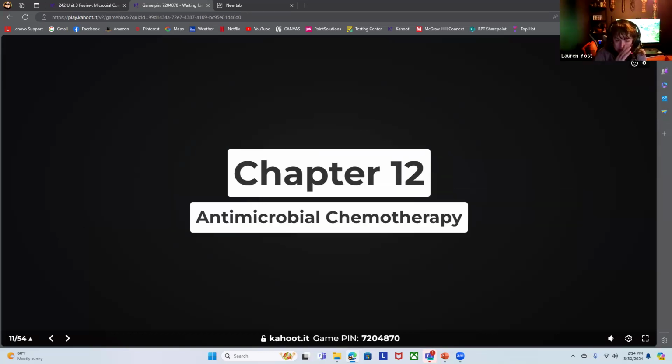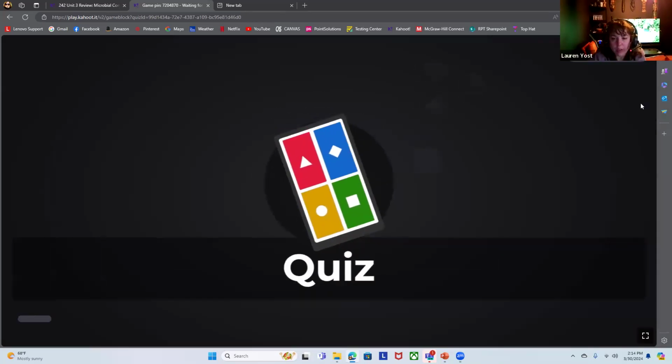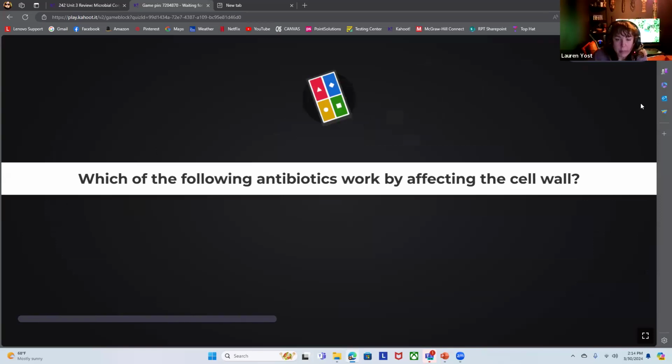All right, on to chapter 12. Chapter 12 dealt with antimicrobial chemotherapy, antimicrobial chemotherapeutic drugs. So let's get into this. Which of the following antibiotics work by affecting the cell wall?